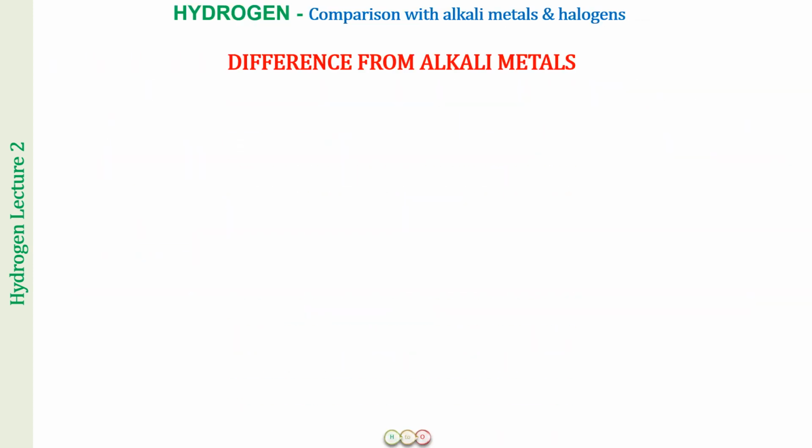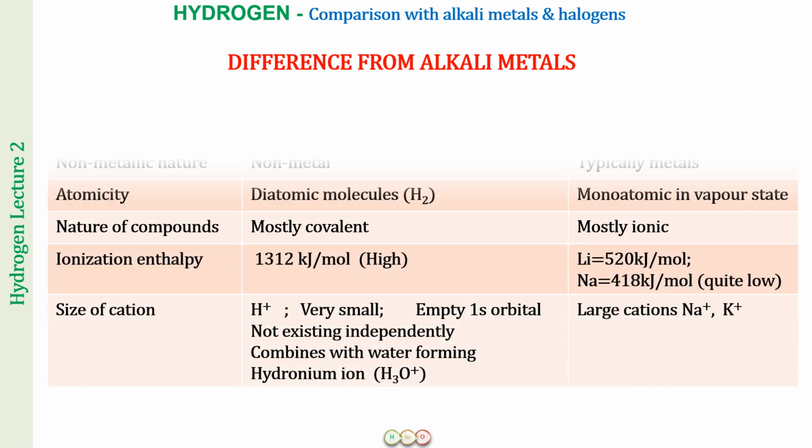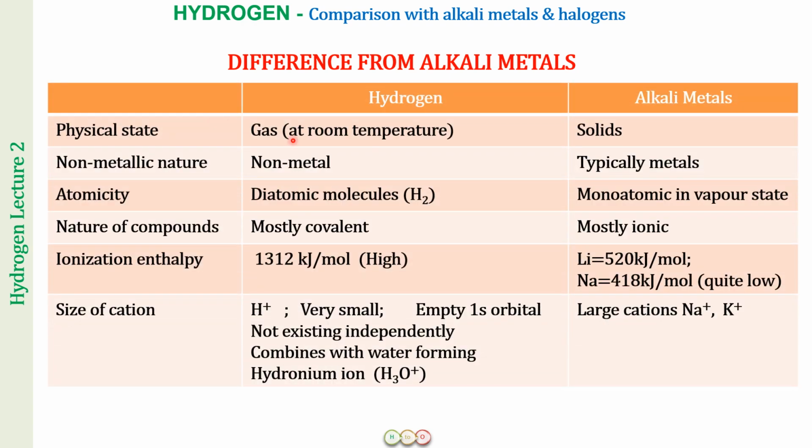So once again, let us quickly tabulate the differences of hydrogen from the alkali metals so that you can quickly revise them when you are preparing for your examinations. Hydrogen is a gas at room temperature, whereas alkali metals are solids. Hydrogen is a non-metal, alkali metals are typical metals. It is a diatomic molecule, whereas alkali metals are monoatomic in the vapor state. The nature of compounds: hydrogen compounds are mostly covalent, whereas alkali metal compounds are mostly ionic.